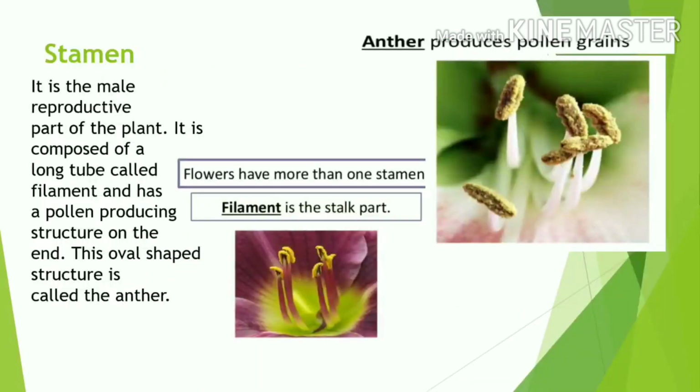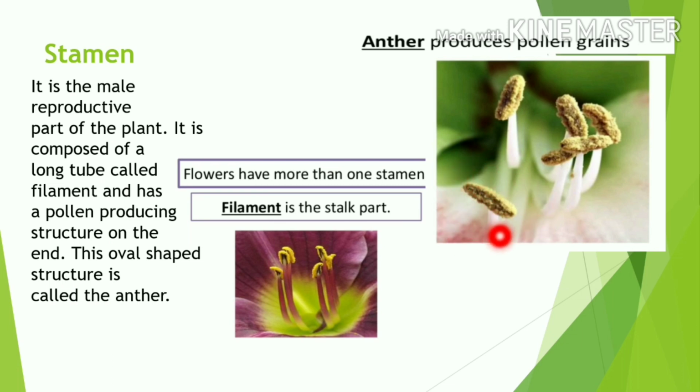Next one is the stamen. As we know, the anther and the filament together form the stamen. It is the male reproductive part of the plant. It is composed of a long tube called the filament and has a pollen producing structure on the end.